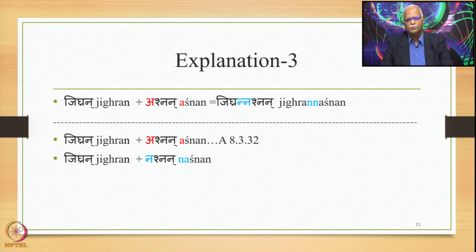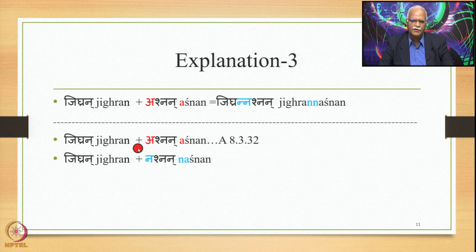The next output is jigrhan nashnan. Once again, we know that two nakaras could be the output in the case where 8.3.32, namo hrasvad achi namun nityam, applies. Now this sutra requires that this na should be at the end of the pada, which it is. It should be preceded by a short a, which it is. So there is hrasva followed by nam followed by an ach over here.